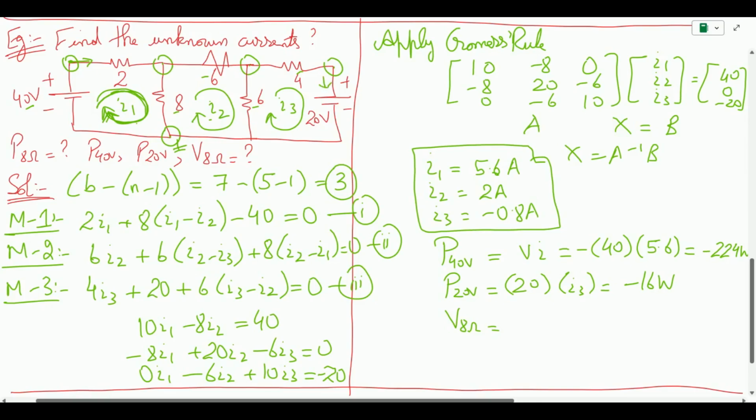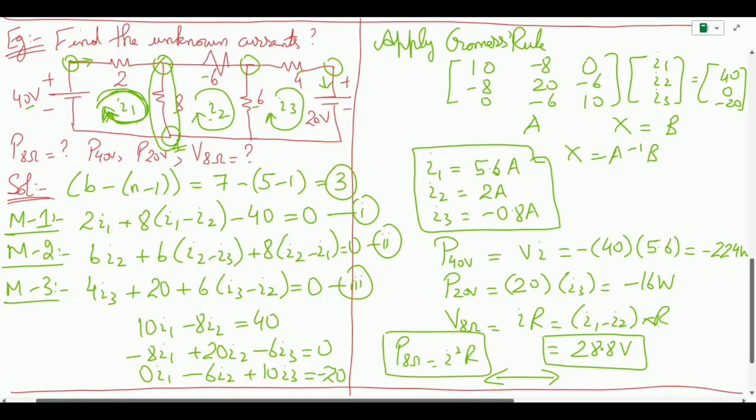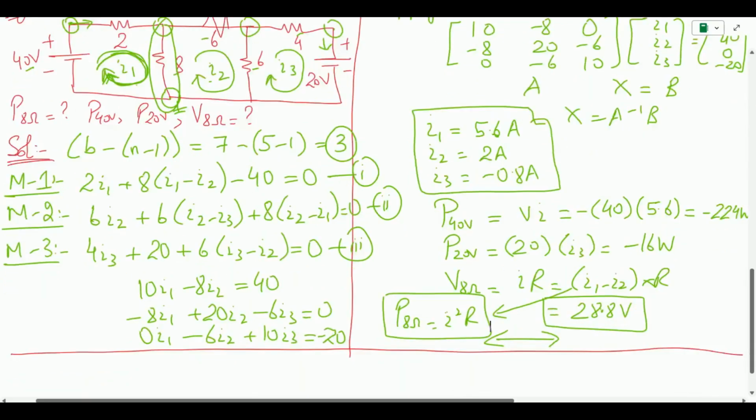And if I want to find voltage at 8 ohm, so it is going to be I into R. But since 8 is the common branch between I2 and I1, so I'm going to write it as I1 minus I2 into R, which comes out to be 28.8 volts. So this is the voltage and the respective powers that we have figured out. We can also find the power at the 8 ohm because now we have the current. So power at 8 ohm is I square R, and we know what is I, so you can solve this. Again, the difference will be I2 minus I1, and then you apply it with R. So this is the power at the 8 ohm. So this is how you figure out the unknown currents using the mesh method.